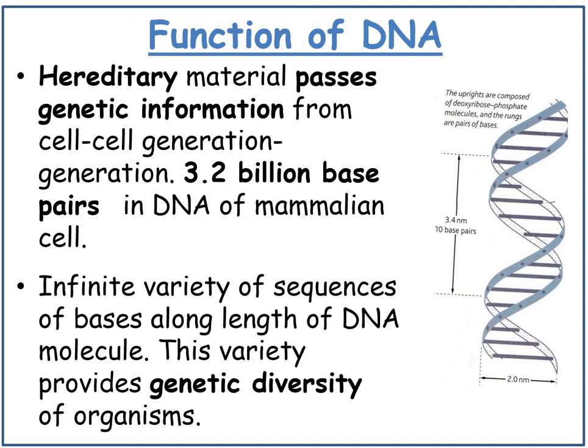So what is the function of DNA? Well, DNA is a hereditary material which passes genetic information from cell to cell, from generation to generation, and there are 3.2 billion base pairs in DNA of a mammalian cell. So there's infinite variety of sequences of bases along the length of the DNA molecule, and this variety provides genetic diversity of the organisms.